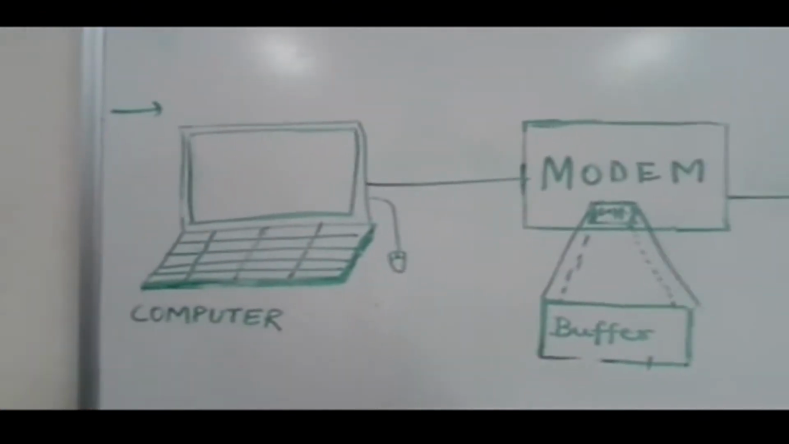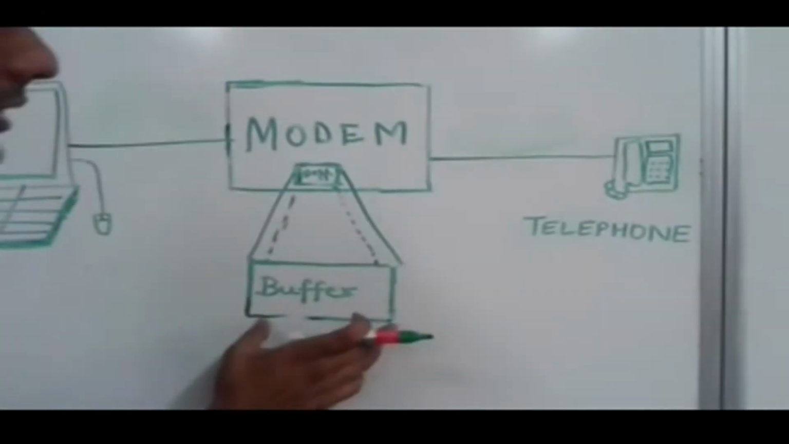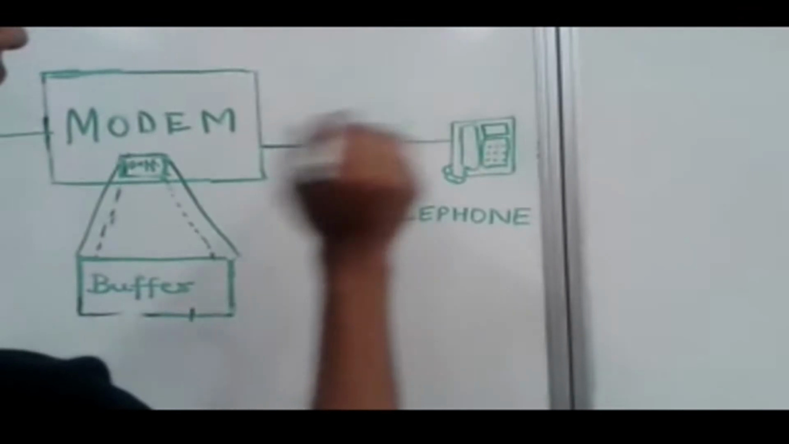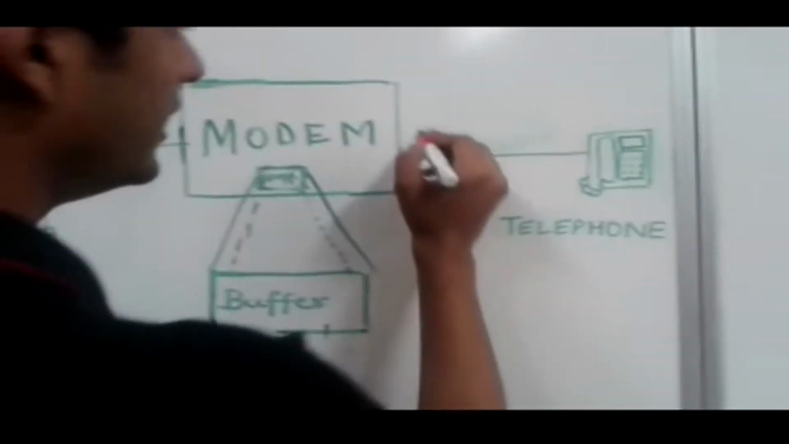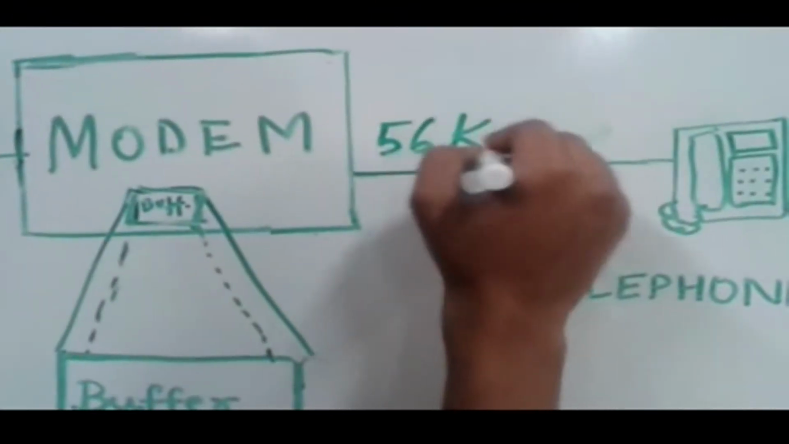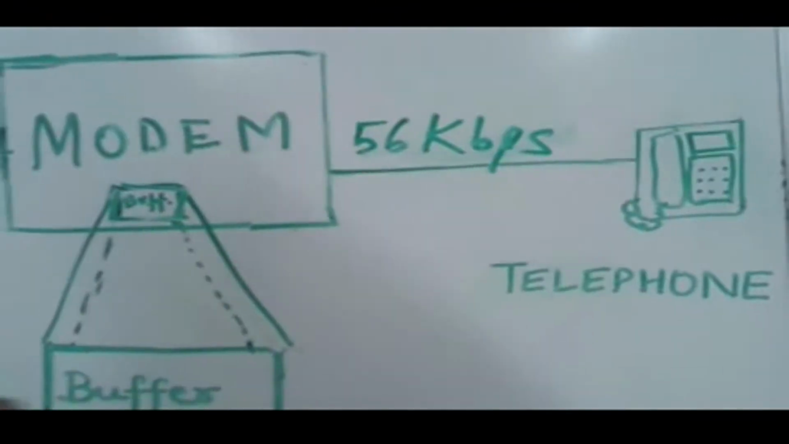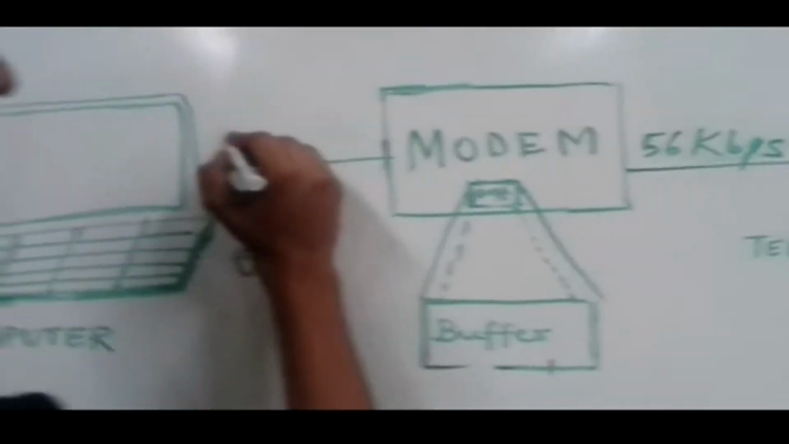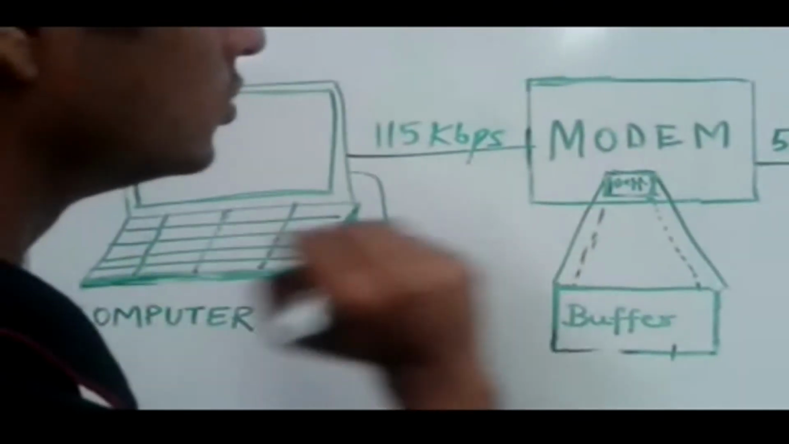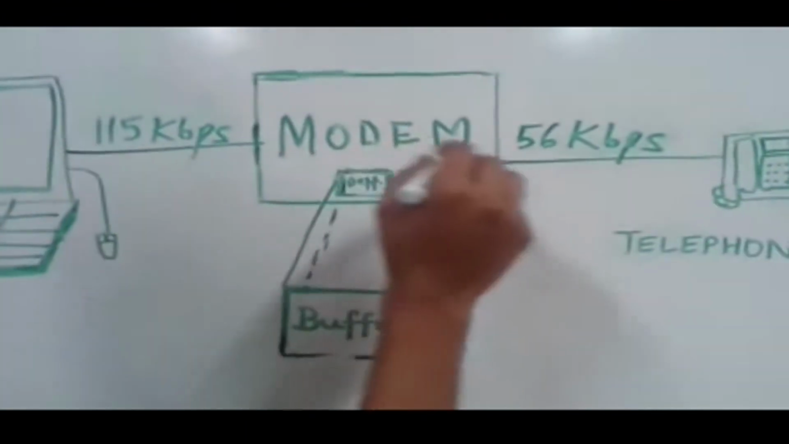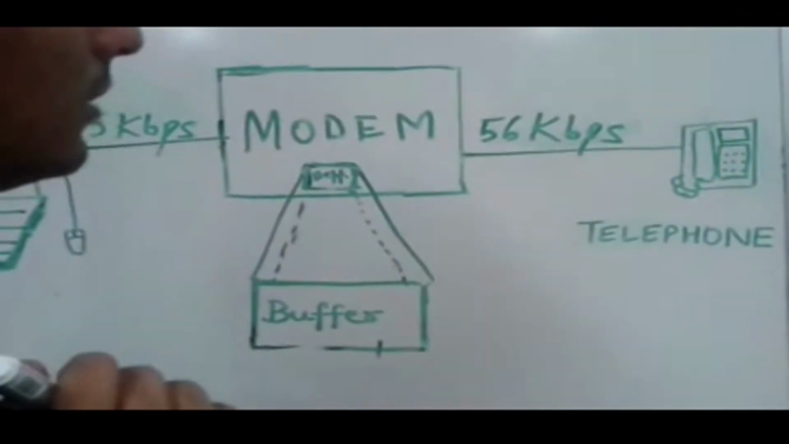Suppose this is a computer, this is a modem with a buffer space, and a telephone. This is a telephone line. Now consider that the modem has a maximum transferring capacity of 56 kbps and the computer is sending data to the modem at a speed of 115 kbps. So there will be an overflow here and the functioning won't work properly.